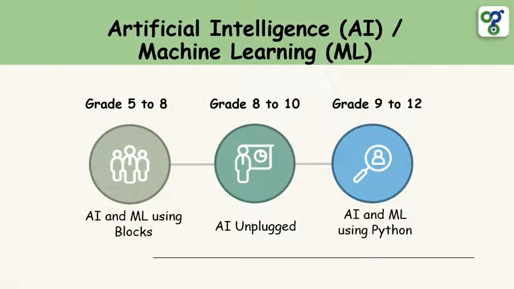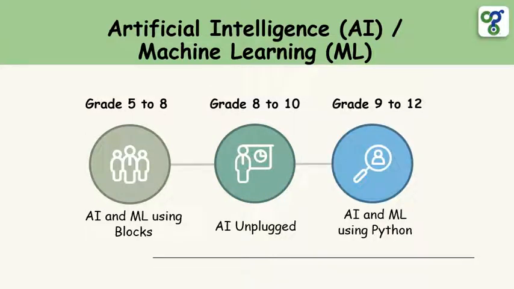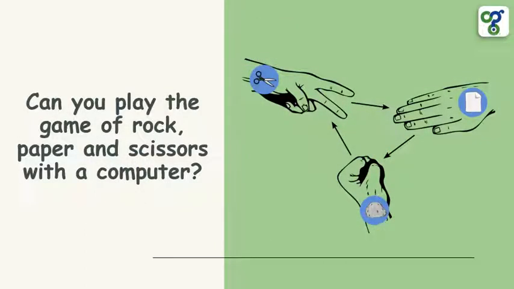Artificial intelligence and machine learning are one of the most talked about technologies in the present day. Across grades, students learn the principles of AI and ML in various ways, such as block programming, through activities that do not involve a computer, and using Python programming. Let's look at a few examples of AI lessons. Here the challenge is to design a computer game using AI.